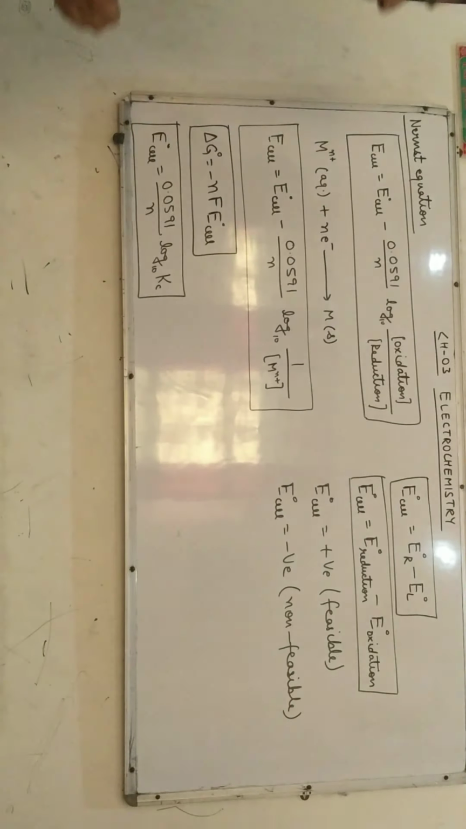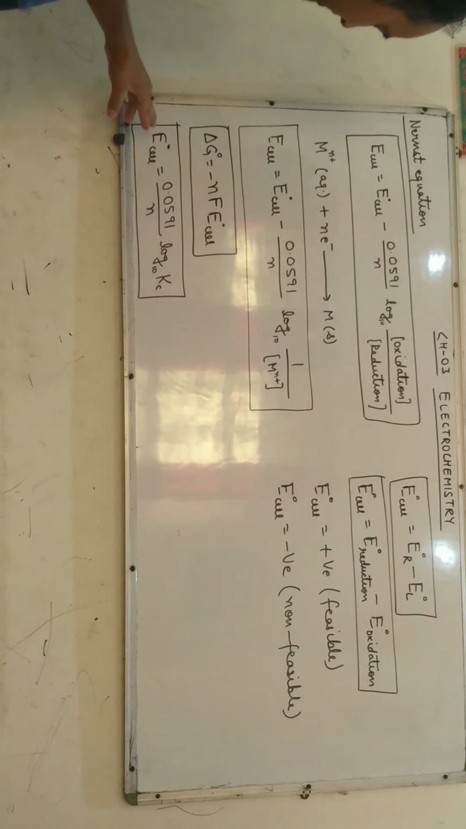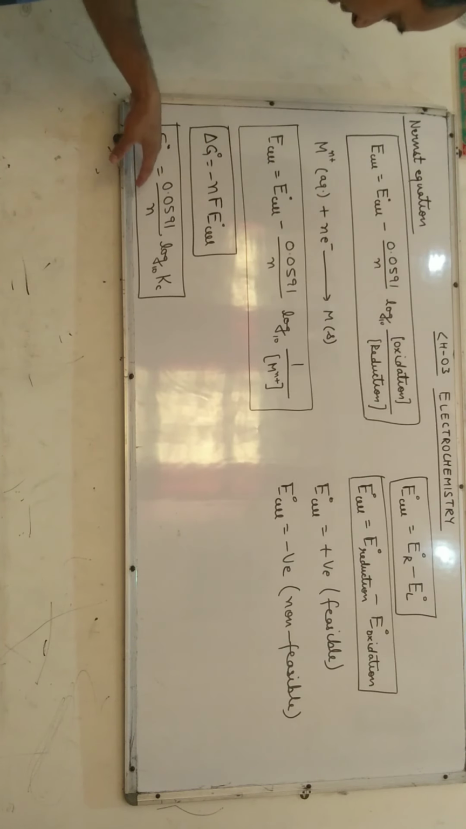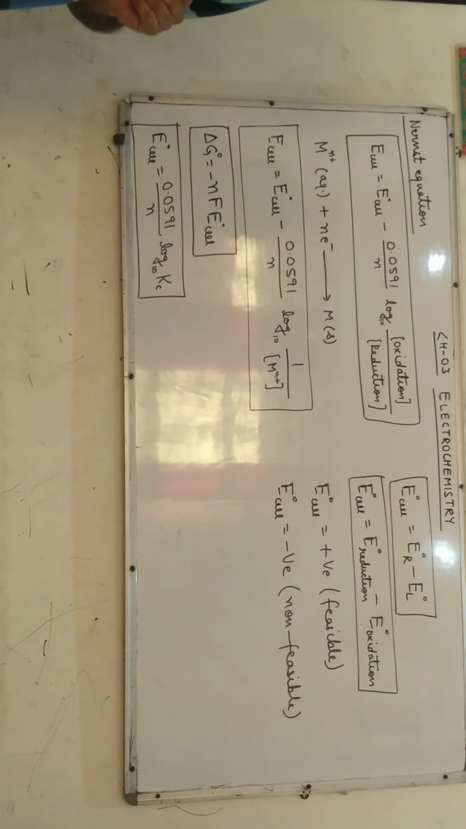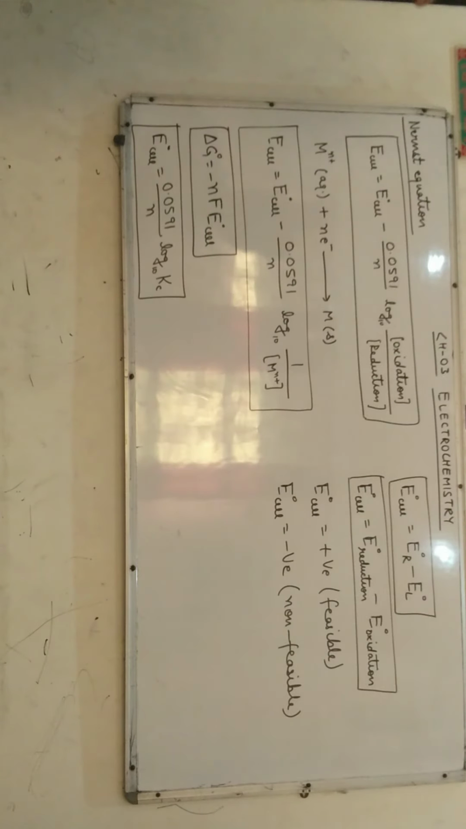There is a relationship between the E naught cell and the standard Gibbs free energy. It is delta G naught is equal to minus nFE naught cell. There is a relationship between E naught cell and Kc. It is E naught cell is equal to 0.0591 upon n log base 10 Kc, where n is the number of electrons lost or gained. Now let us discuss numericals based on these formulas.